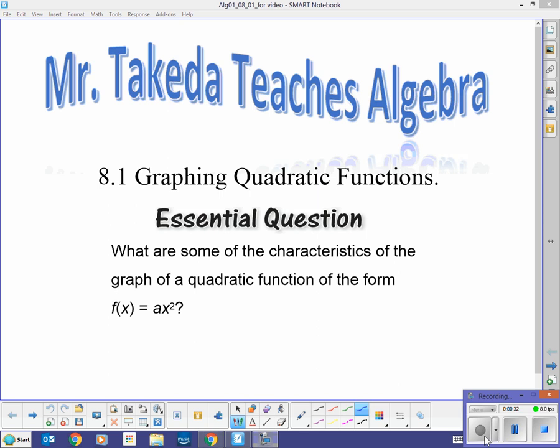Chapter lesson 8.1, graphing quadratic functions. These first few lessons in chapter 8 are going to really come down to more like transformations. So I'm going to review that a little bit.